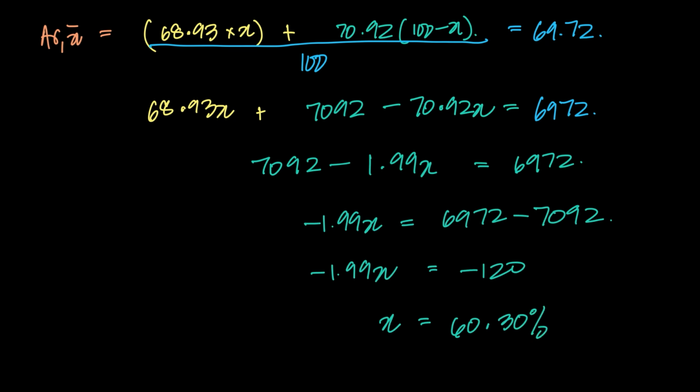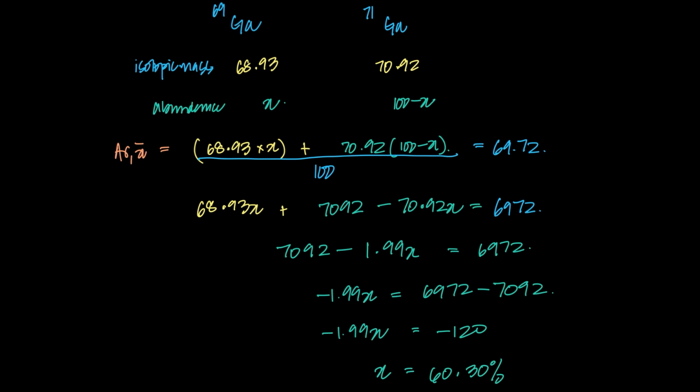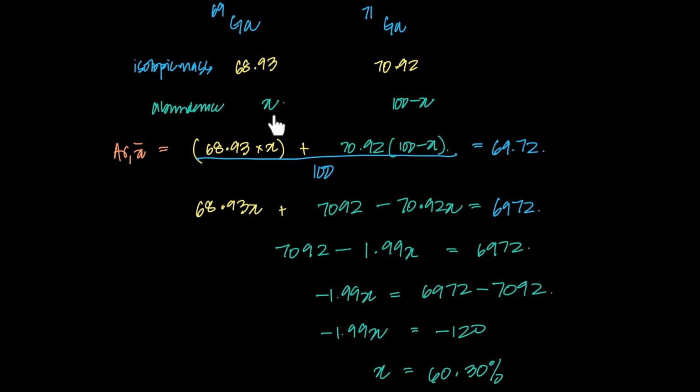Therefore, the other one, which we have right here, is 39.70, because 100 minus 60.30 is 39.70. Let me write that down. So like I was saying, if this is 60.30%, this is 39.70%, and those are the two abundances for the two isotopes of gallium.